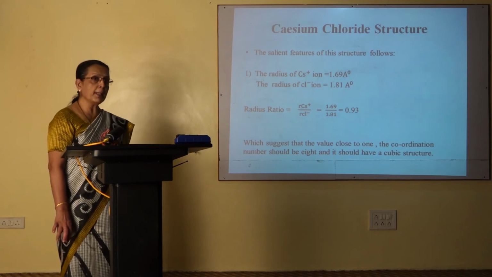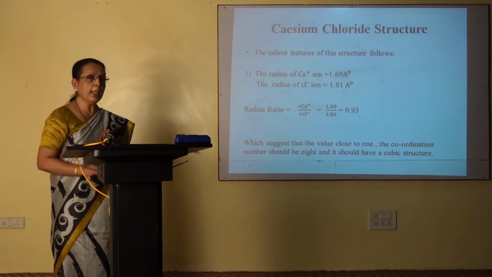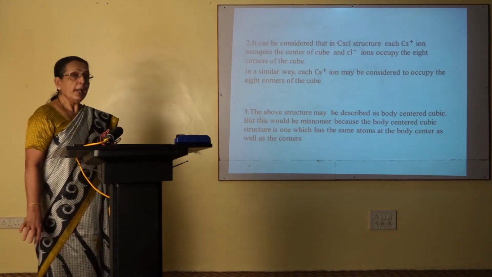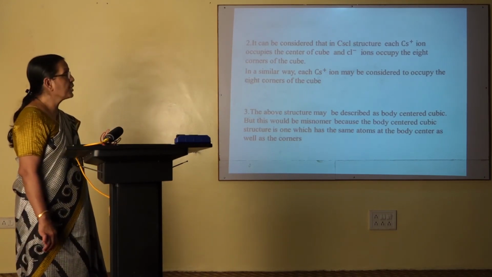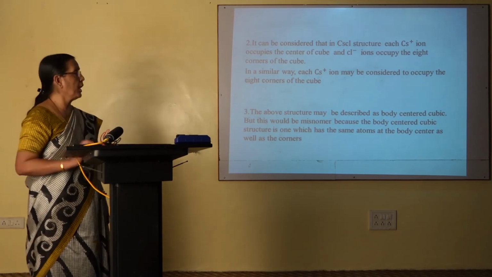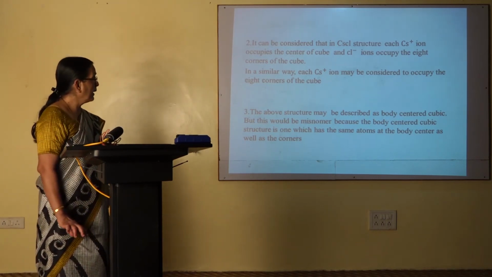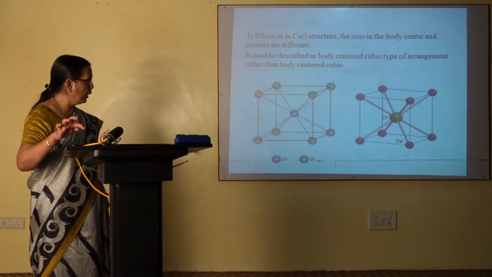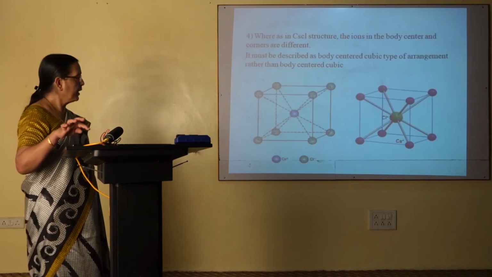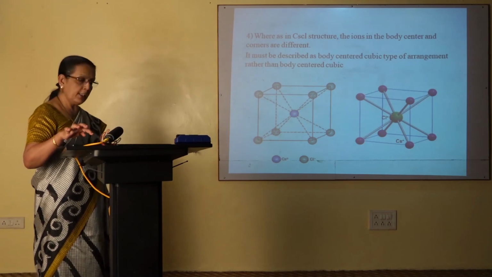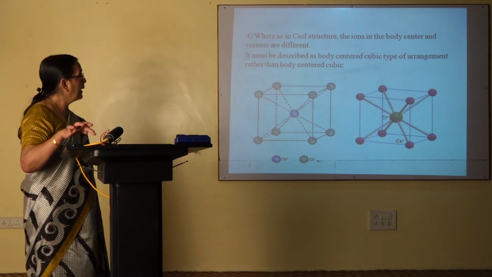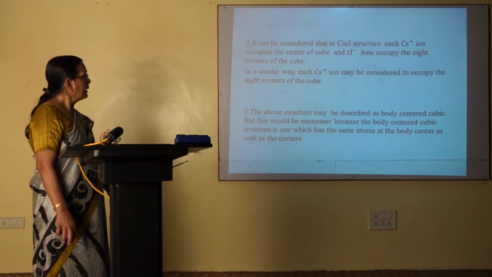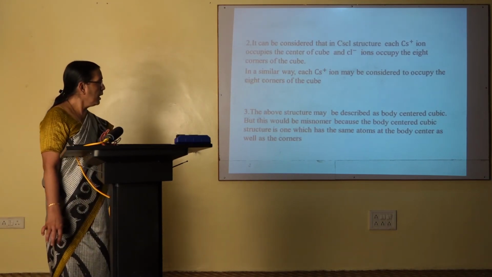The coordination number is 8 and it should have a cubic structure. It can be considered that in the caesium chloride structure, see the structure, the caesium ion occupies the center of the cube, and the chloride ions occupy the corners of the cube, so that each caesium ion is surrounded by 8 chloride ions, that is at the corners of the cube.